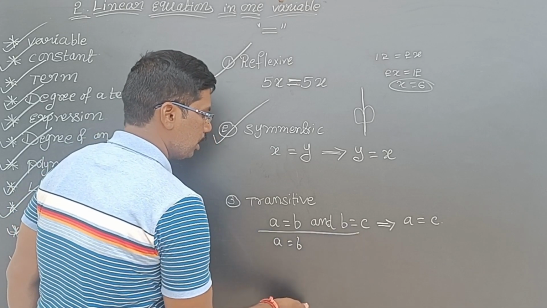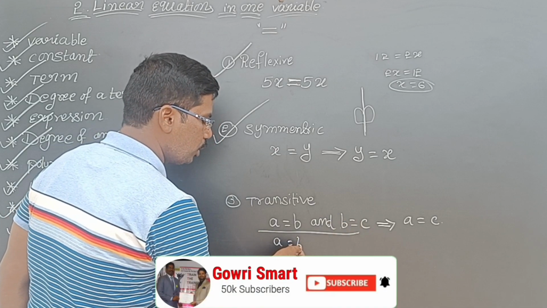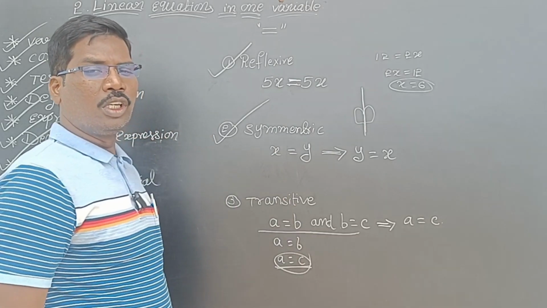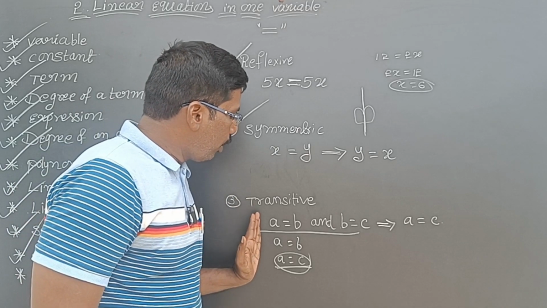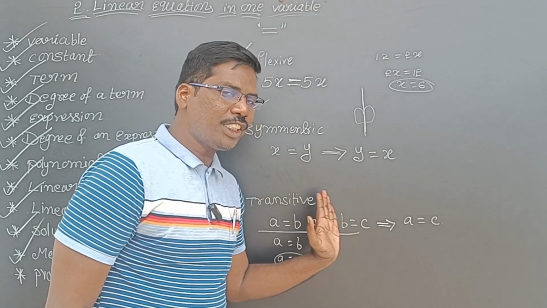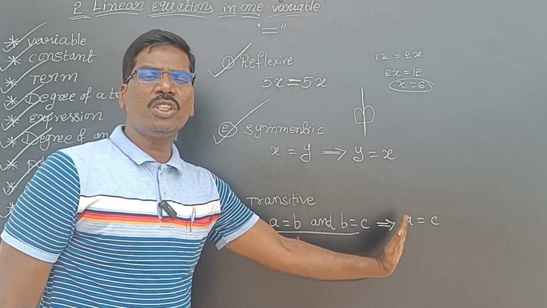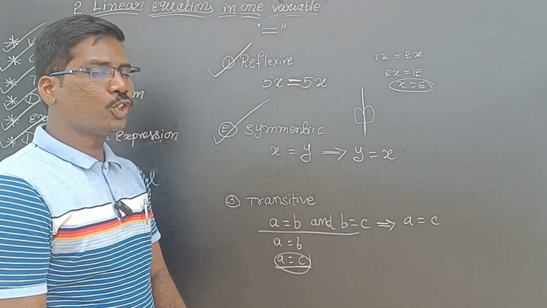A is equal to B and B is equal to C, right? Instead of B, what can I write? C. See, I got A is equal to C. So from one place to another place, it is transitive. It is transporting, transposing, we can say. So this is the transitive property.